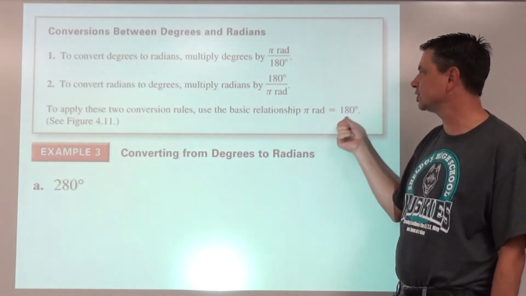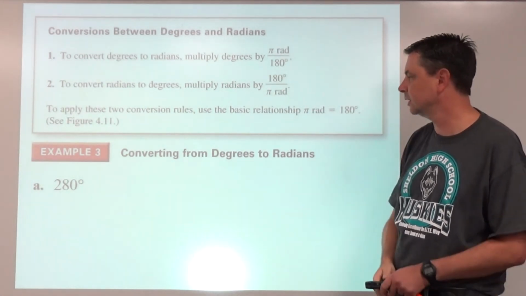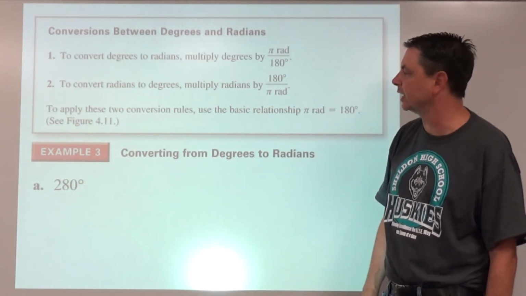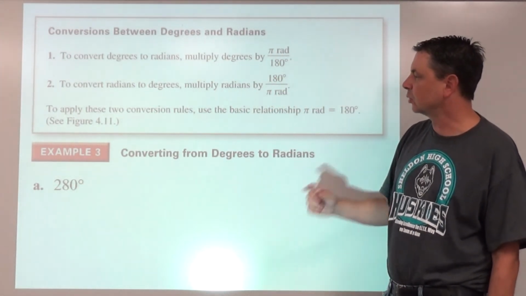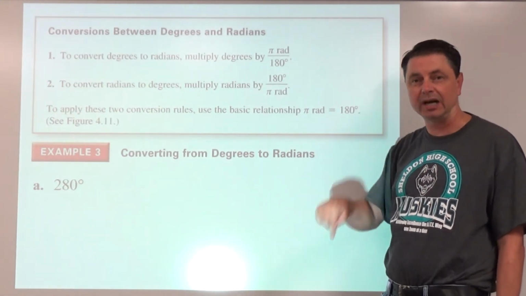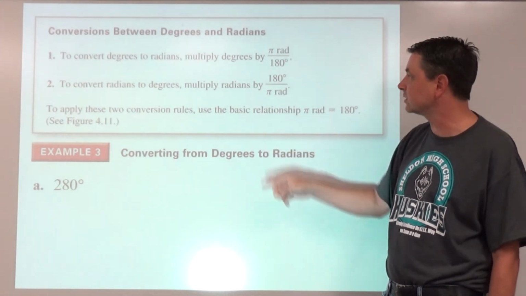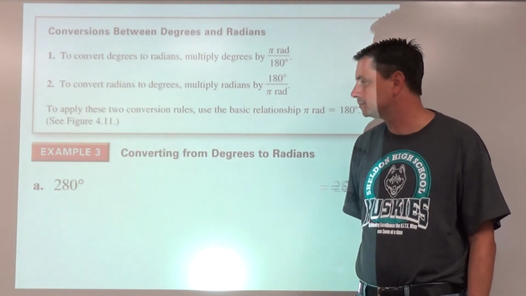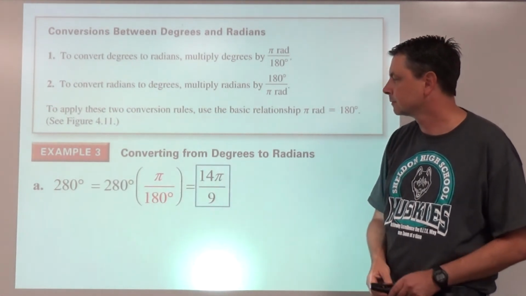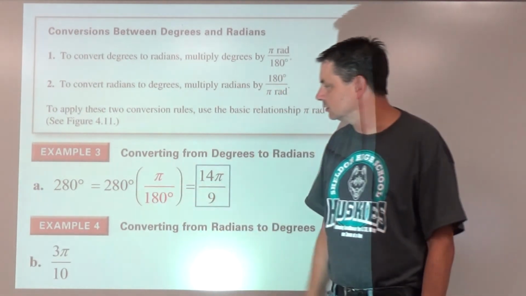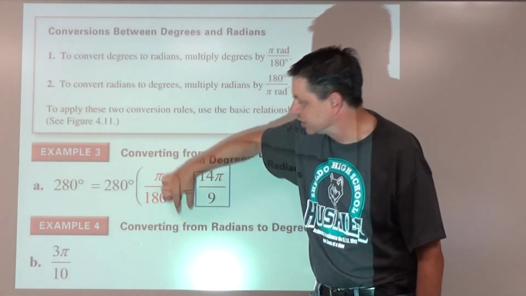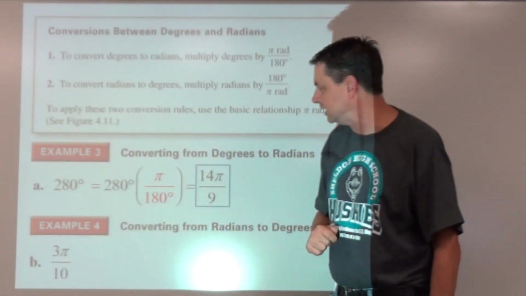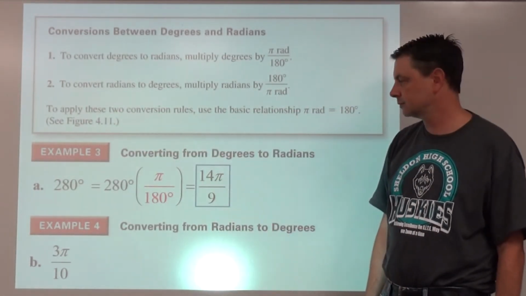Here's our basic relationship that's creating that. So to convert from degrees to radians, we have 280 degrees. We want to convert that to radians. So we want to use the one that has degrees on the bottom so that the degrees will cancel. So that's this one. So multiply by pi over 180. And then the degrees would cancel. We could probably cancel out the zeros, essentially dividing by tens. So we'd have 28 pi over 18. And that does reduce.